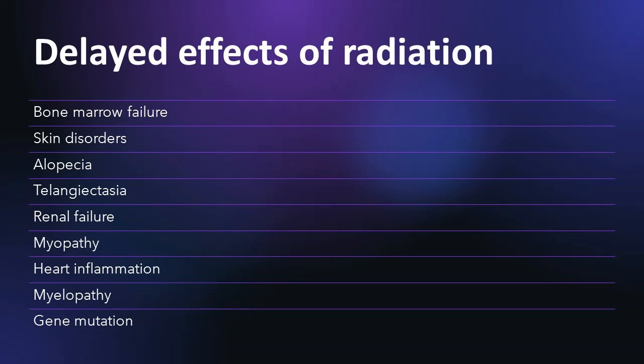loss of hair or alopecia, vascular changes in the skin called telangiectasia, chronic progressive renal failure due to long-term exposure to radiations leading to anemia and hypertension, painful myopathy with atrophy and calcification, pericarditis and myocarditis in cases of radiations given to mediastinal tumors. Myelopathy may occur following intensive therapy of abdominal lymph nodes for abdominal tumors.